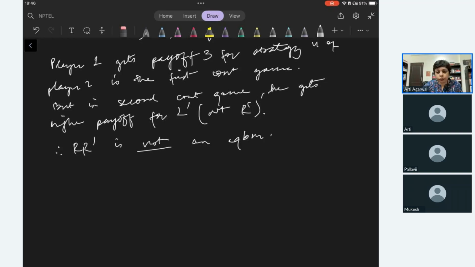Okay. We have only one more equilibrium to check, but I'm going slow just because this is a slightly different kind of concept. We first start with some assumption about what can be a possible equilibrium. Then we check if that is actually an equilibrium strategy for both the players by backward induction. So RR prime turns out to not be an equilibrium. Now let's move on to the next one, which is LL prime.